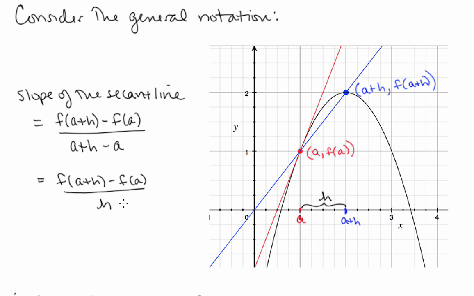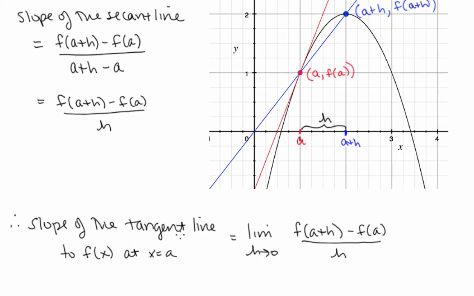And what we said is that the tangent line slope that we're looking for is going to be the limit of these secant slopes as h goes to 0. So the slope of the tangent line to f of x at x equals a is the limit as h goes to 0 of the secant slope, f of a plus h minus f of a over h.